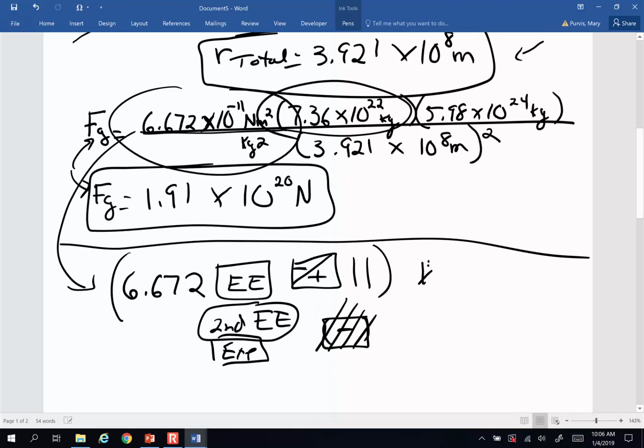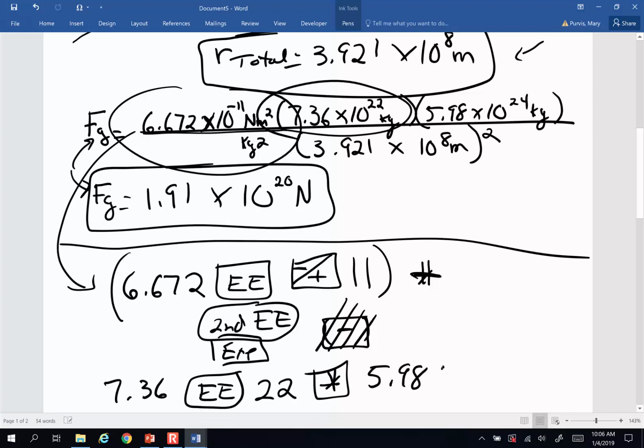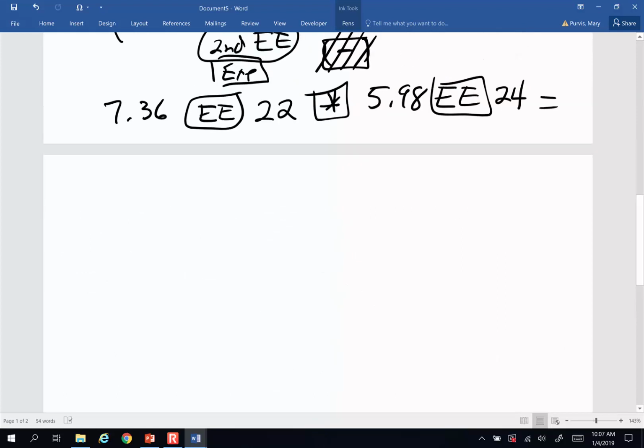Now, if you want to multiply this by this number, I would hit the times button, 7.36 EE or second EE or exponent, whatever you have to do, 22, because this is a positive number, and then times 5.98 EE or second EE or whatever to the 24th. And personally, at that point I would very much like to hit equals, and make sure I know what's going on.